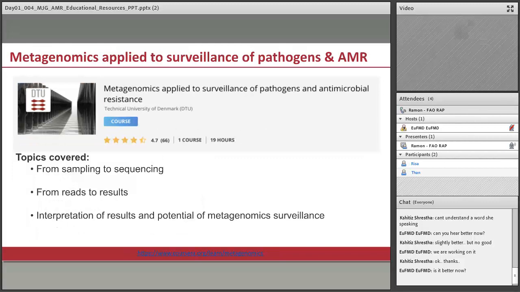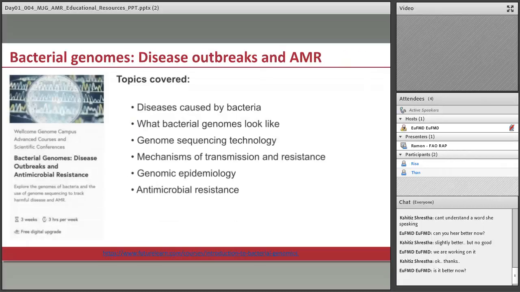Also, maybe if you're feeling bored with your laboratory or microbiology and far advanced as a student, you might find metagenomics applied to surveillance of pathogens and AMR. Again, this touches on sampling and sequencing, reads results, and interpretation of sources for metagenomics. This again is developed by the Technical University of Denmark, which is a WHO collaborating center. And again, they were also recently announced to be an FAO collaborating center for AMR.